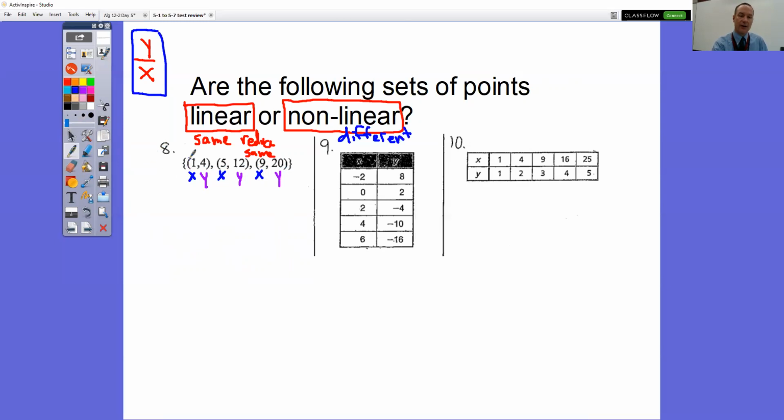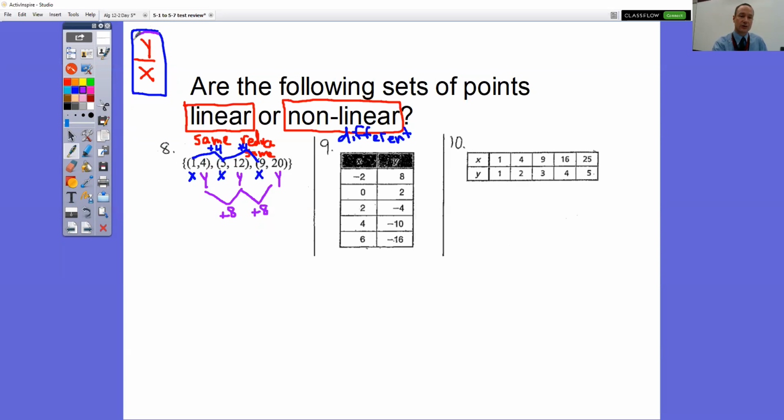What you need to figure out is how you get from x to x. How do I get from 1 to 5? I'm adding 4. How do I get from 5 to 9? I'm adding 4. And then how do you get from y to y to y? To get from 4 to 12, I'm adding 8. To get from 12 to 20, I'm adding 8.